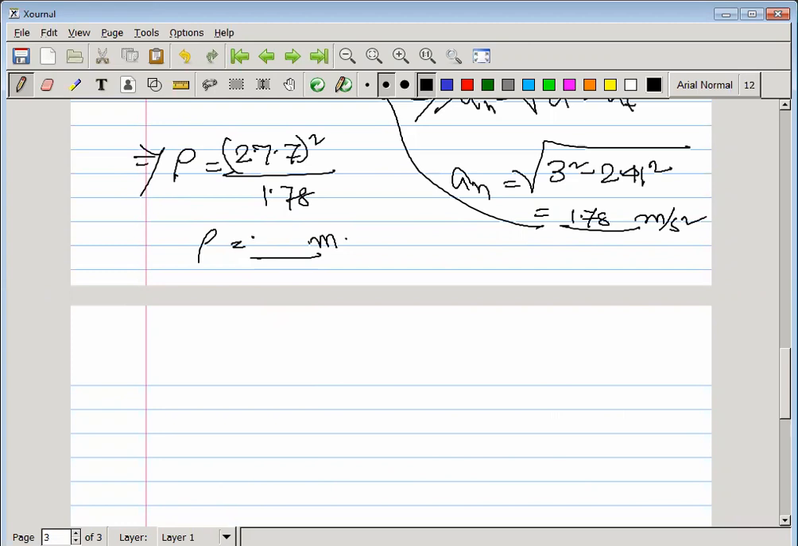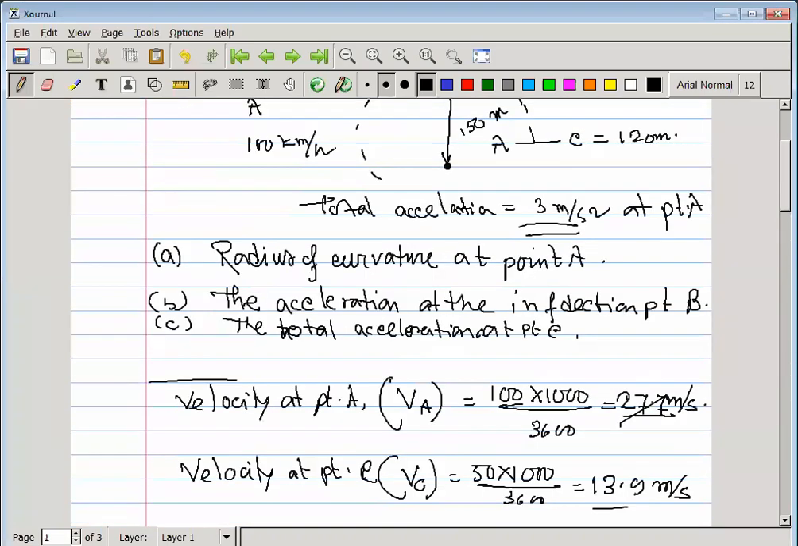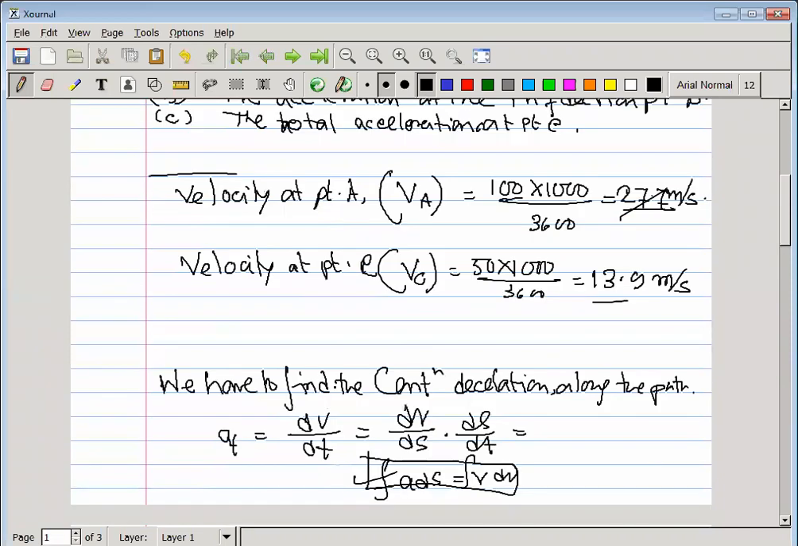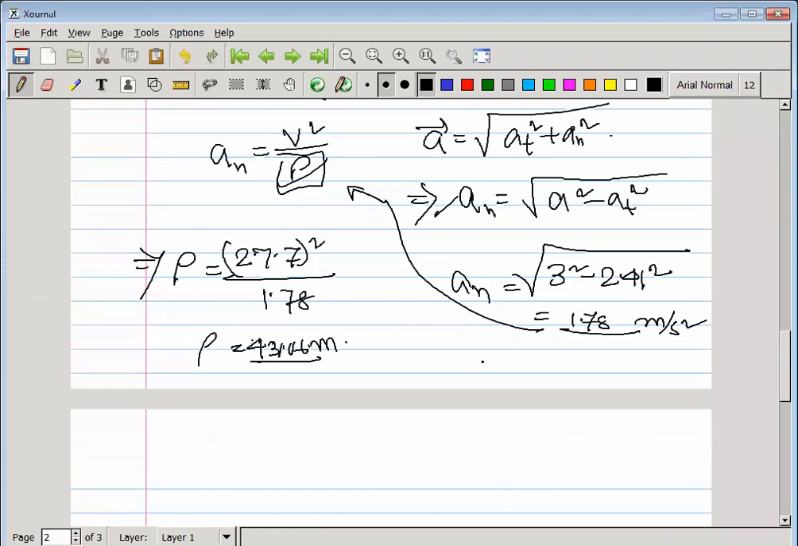How much is it? 431.06. Okay. So this is case one. In the question it is written that the radius of curvature at point A, so the radius of curvature at point A is 431.06. Okay, this is the one answer.